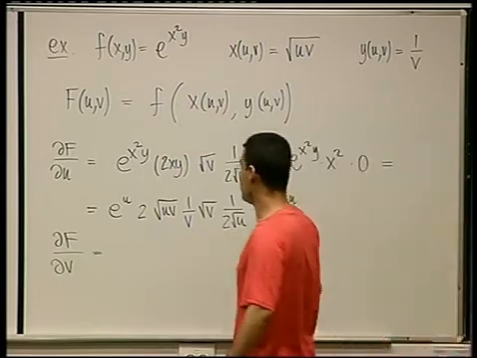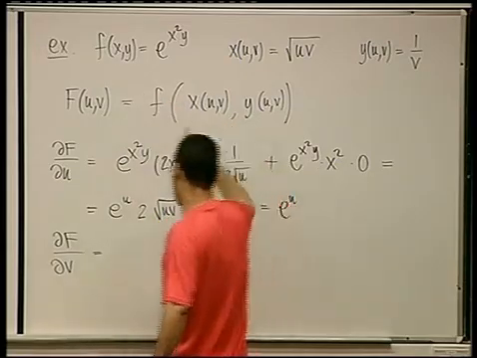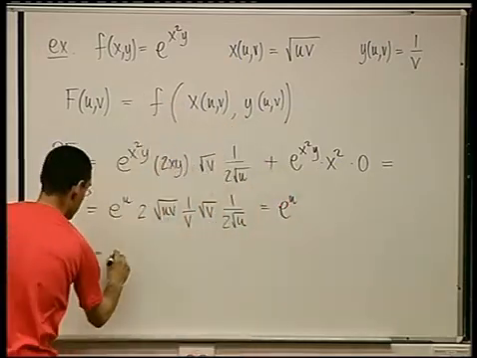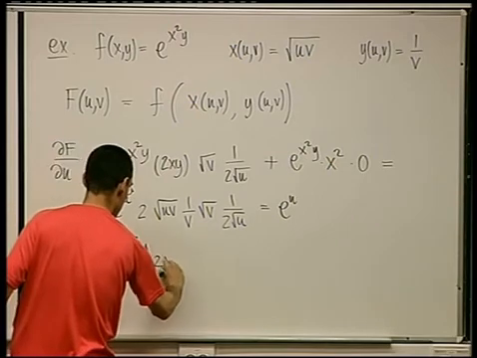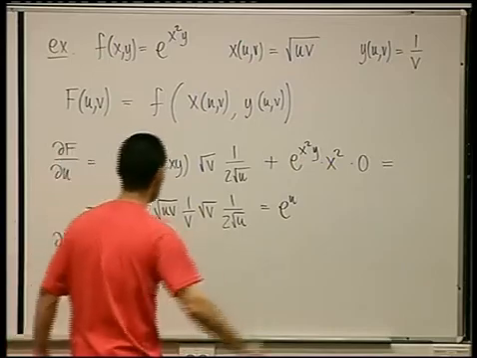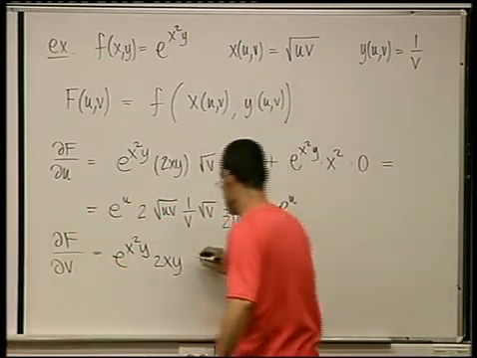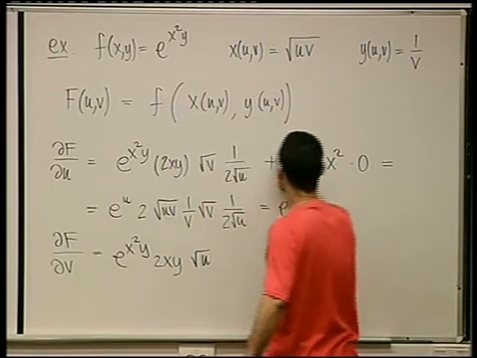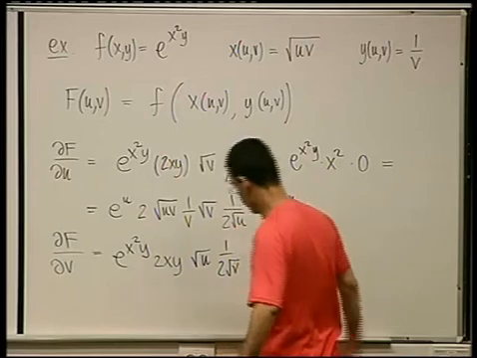Let's do df to dv. So I need f with respect to x, but I already calculated it, so I'm just going to copy. So it's e to the x squared y times 2xy times dx to dv. Dx to dv is root u times 1 over 2 root v. Do you agree?